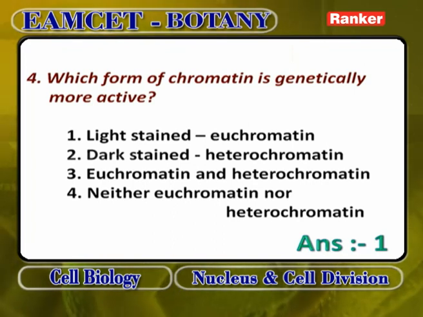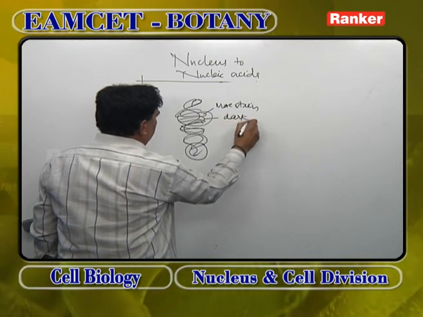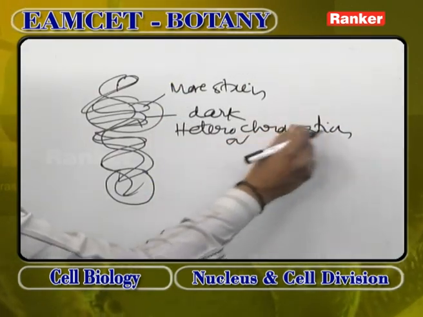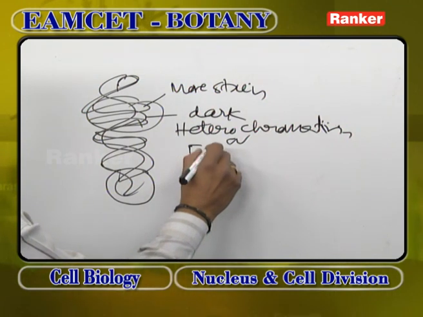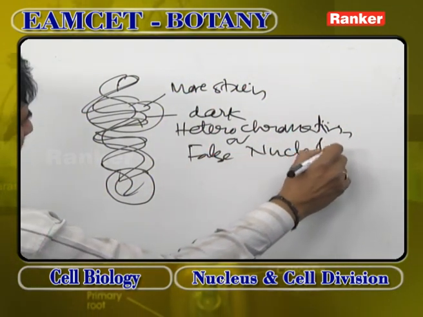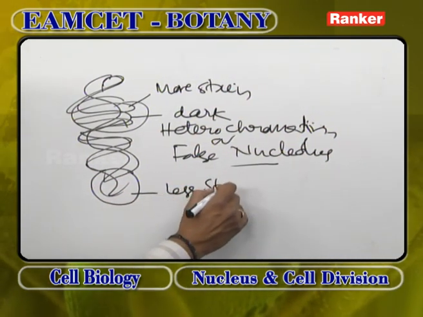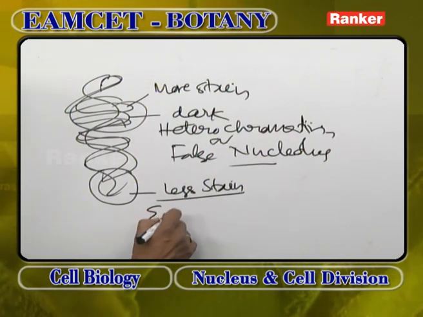Which form of chromatin is genetically more active? Chromatin is a highly coiled thread-like structure. At some portions it is more coiled, at some portions it is less coiled. The more coiled portion takes more stain and appears dark. This portion is called heterochromatin. Heterochromatin is also called false nucleolus. The light stained portion, which takes less stain, appears light in stain. This portion is called euchromatin.